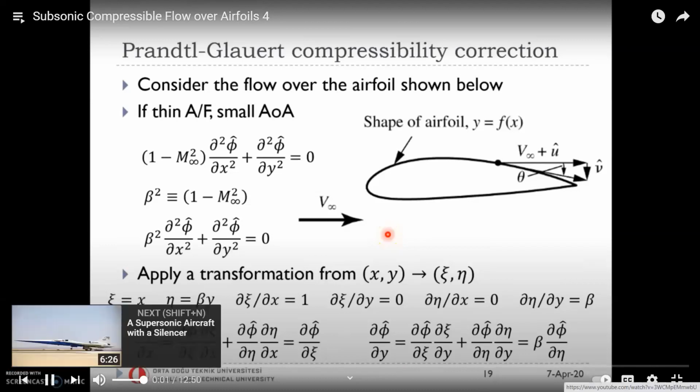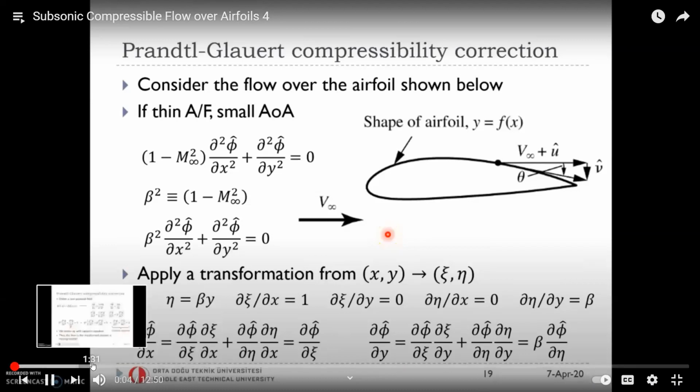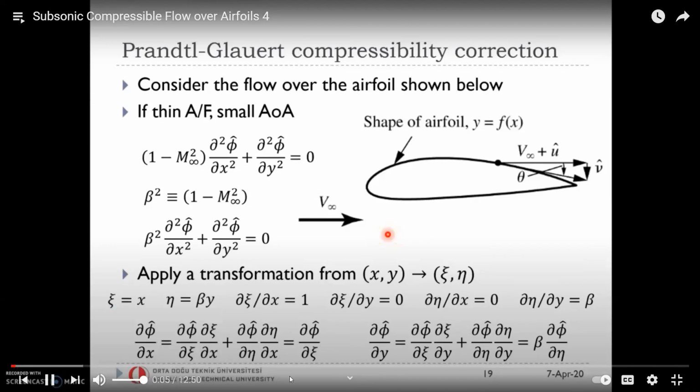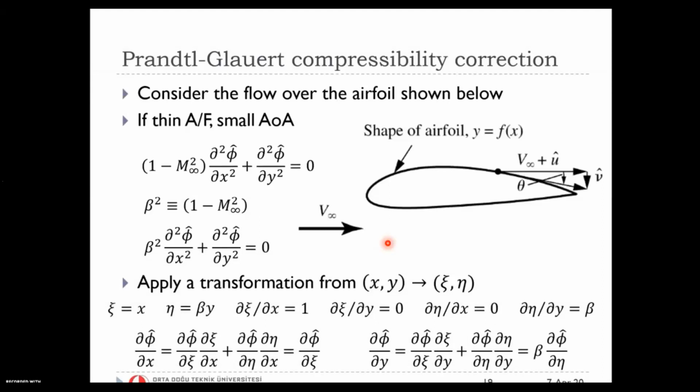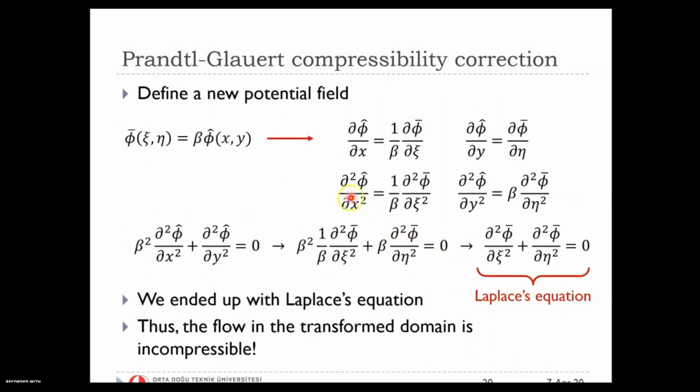Let me start. Now we have described the mapping relations from our physical coordinate system of x and y coordinates to some other space, psi and eta. After this step, let's also define a new potential field represented by phi bar, which is equal to beta times phi hat. That's our perturbation velocity potential defined in our physical field.